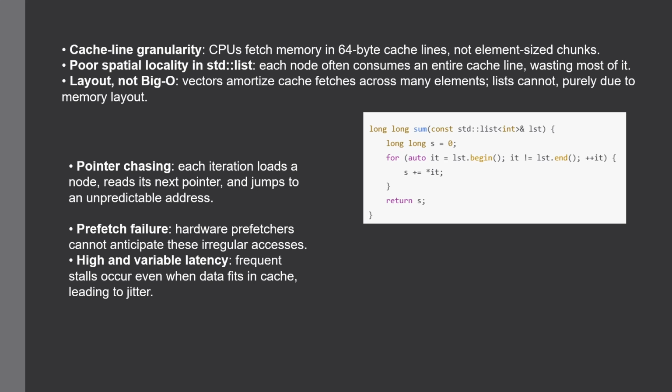Hardware prefetchers, which rely on detecting regular access patterns, cannot predict where the next access will be. This pattern is known as pointer chasing. It forces the processor to stall on memory accesses far more than even in contiguous data structures. Even if all nodes fit into the last level cache, the inability to prefetch causes latency to balloon and, more importantly, to become highly variable.